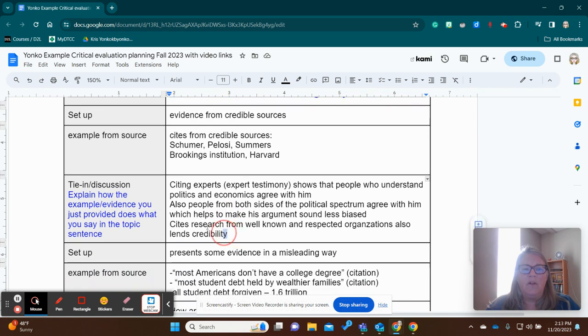And then again, what's really important is this tie-in, and you want to make sure you're not just repeating what the author says. You also want to make sure you're not agreeing or disagreeing. It's more about how they write and how effective those choices are.